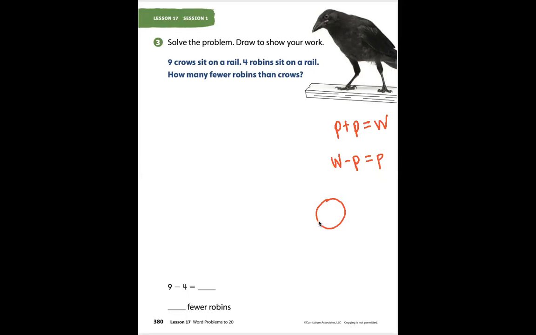Number bonds are always good ways to show evidence. This is my whole. There are 2 parts going into the whole, or 2 parts coming out of the whole.